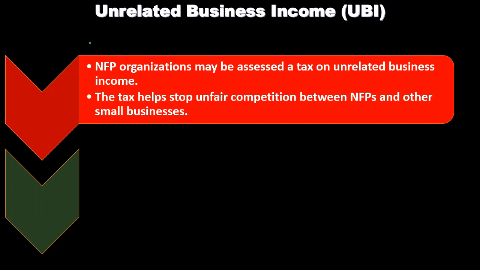Unrelated business income, UBI. Not-for-profit organizations may be assessed a tax on unrelated business income. The tax helps stop unfair competition between not-for-profit organizations and other small businesses. So you'll note, of course, if you set up a not-for-profit organization, many people, when you hear not-for-profit organization, you hear, oh, there's going to be a tax-exempt status. Wouldn't it be nice if you could set up some type of business organization and get a tax-exempt status? Because then, of course, you would have a competitive advantage over competitors, and you can make more money. You can have possibly higher profit margins.